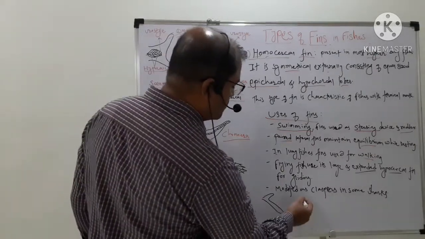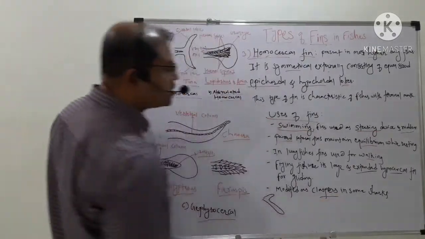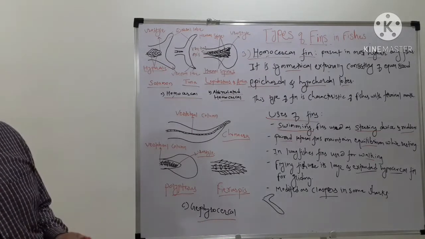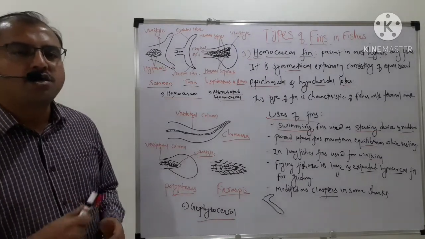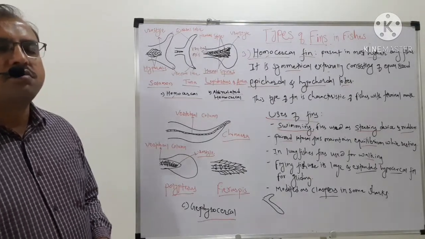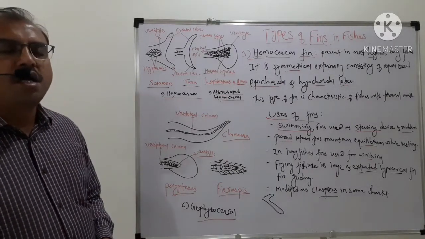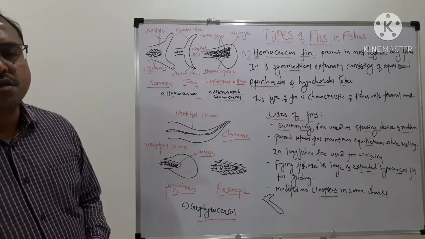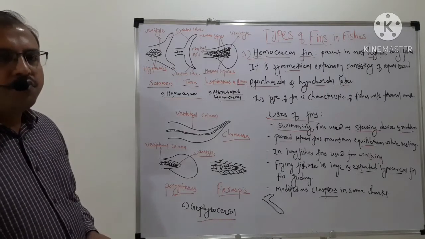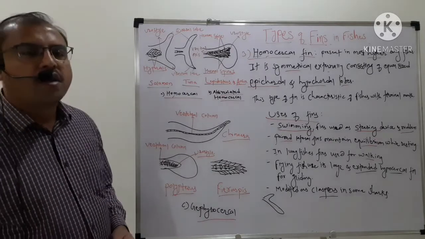Then these fins are modified as claspers in some cartilaginous fishes or sharks, which generally show sexual dimorphic characters. In some kinds of fishes, such as otophysan fishes, the pelvic fins help as ovipositors. So likewise, these are some uses of the fins. With that, I conclude these types of fins in fishes.